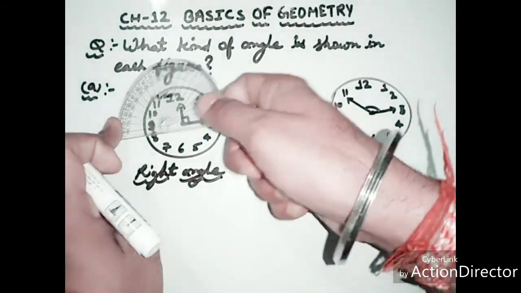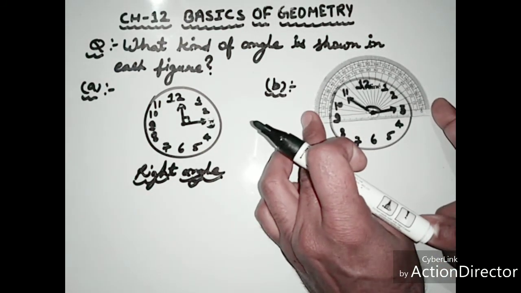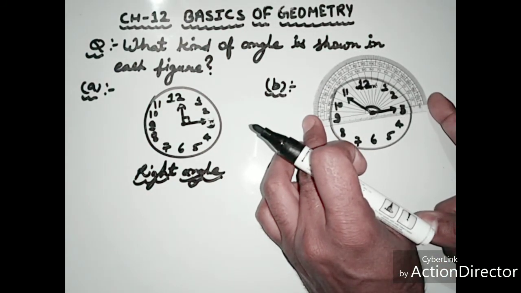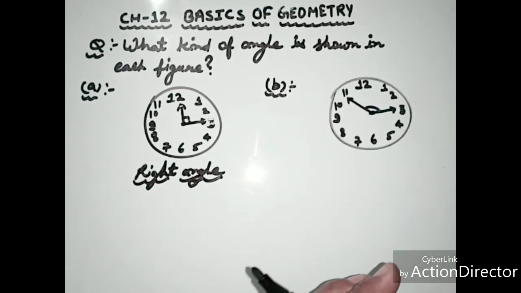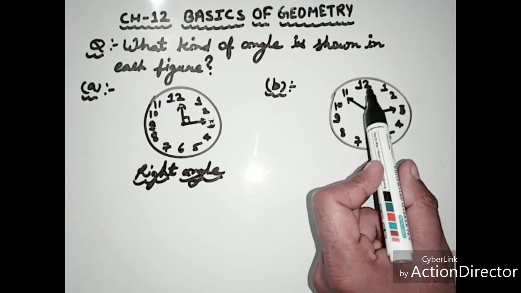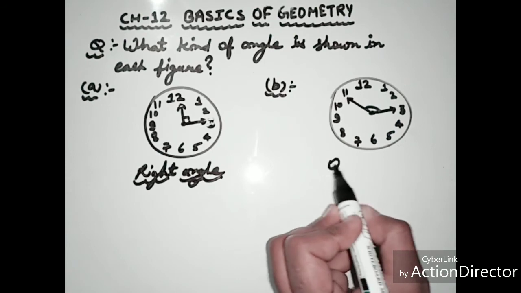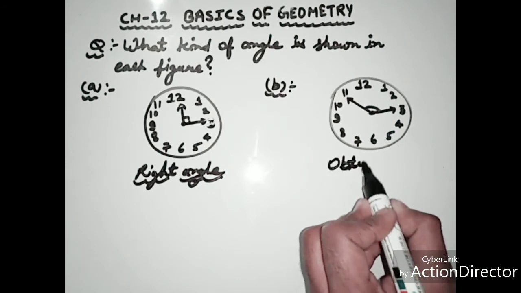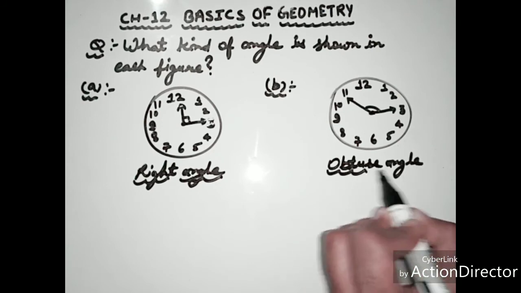Now the next example, example number B. Which kind of angle is this? So here we measure this angle and we find this is a 140 degree angle. And we all know that an angle formed between 90 degrees and 180 degrees is known as an obtuse angle. So this is an obtuse angle.